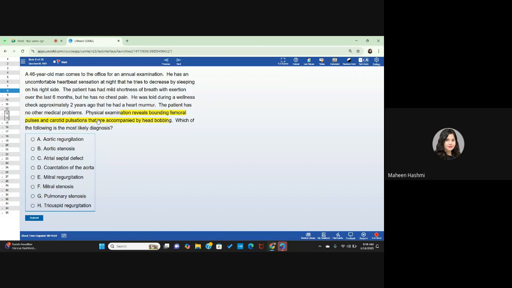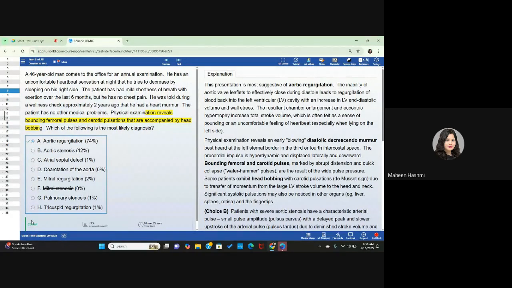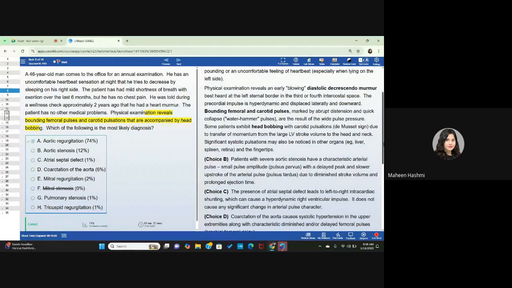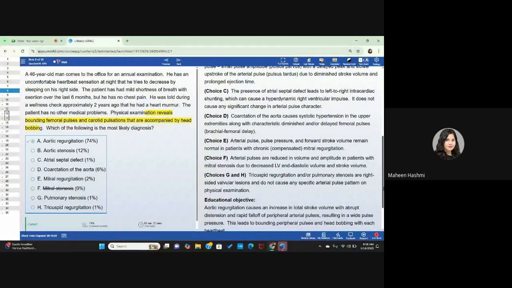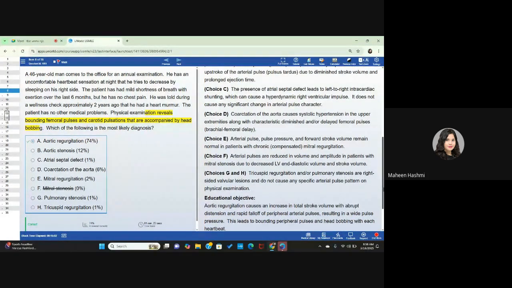Okay, so what is the answer in this book? I gave you the answer. What is the answer? A. Okay, again, bounding femoral pulses, we talked about that. Head bobbing pulses, I told you that. What else do I want you to remember? That aortic regurgitation causes left-sided heart failure if it becomes progressive.